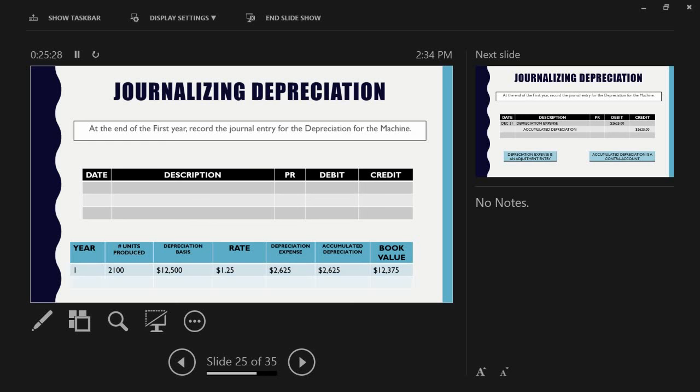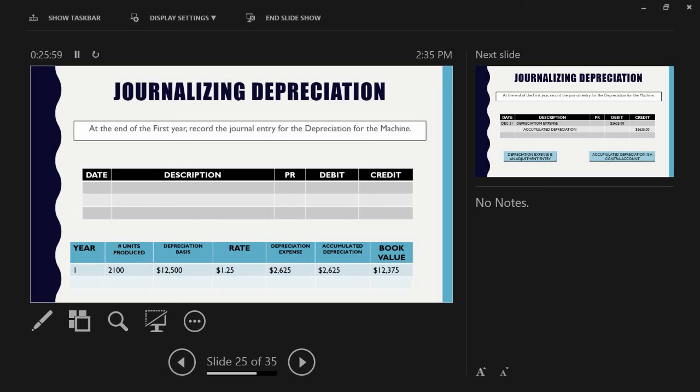In this case, if I were to sell my asset right now, I already know that I cannot sell it for more than $15,000. I can't sell it for more than 12,375 because it's not worth that much. It's already lost a fifth of its life, or 20% of its life, by producing 2,100 units.